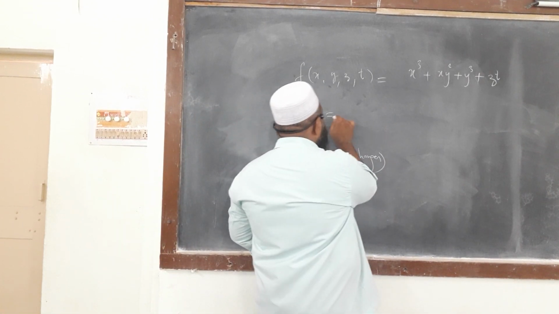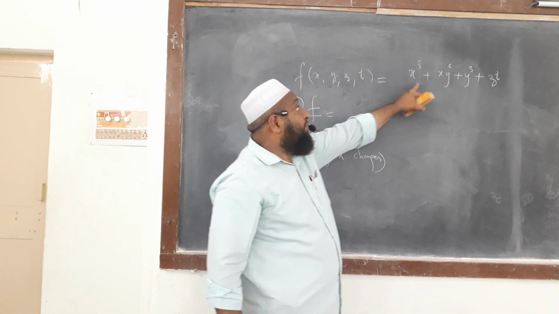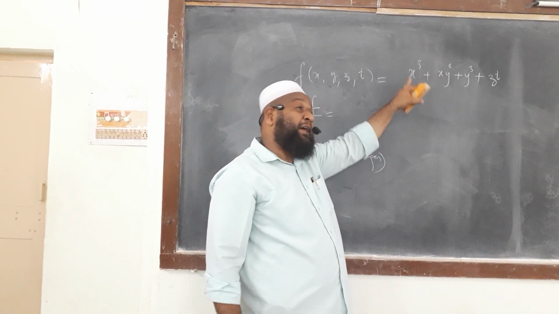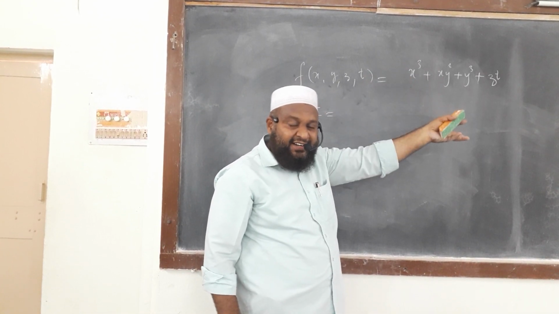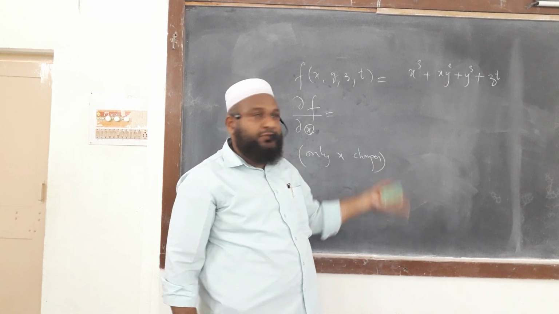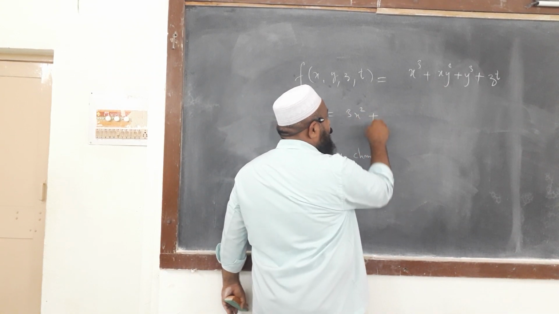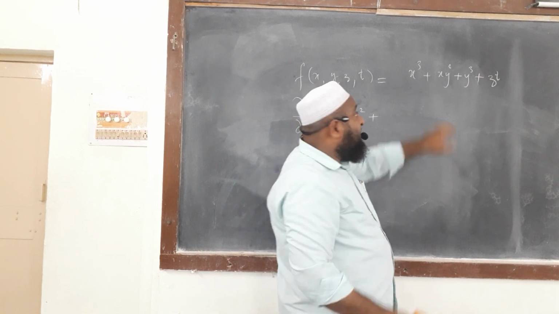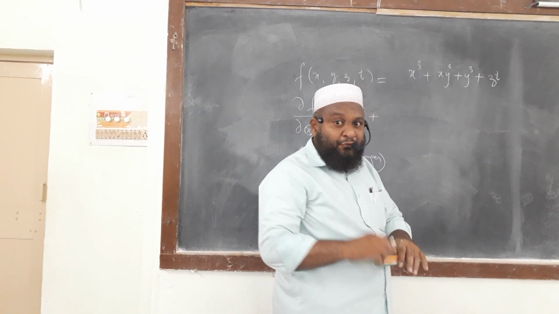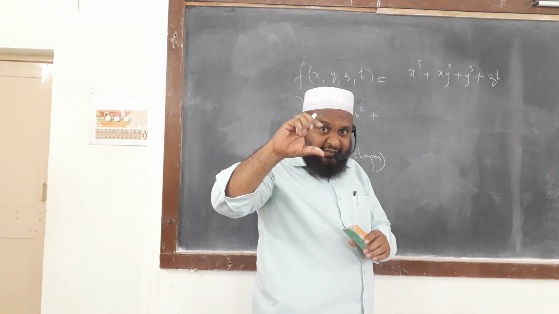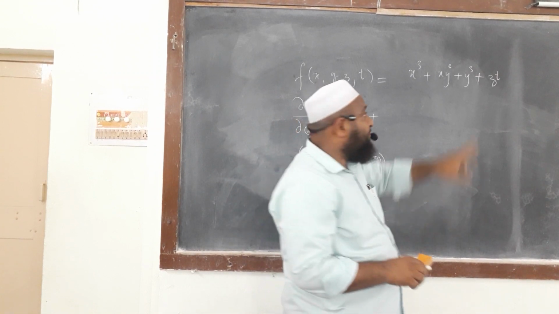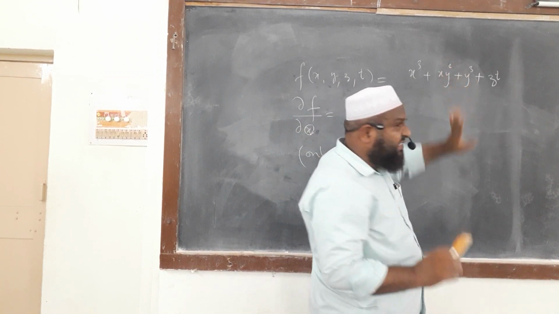So, what will be dou f by dou x now? It's a pure function of x. The partial derivative or the ordinary derivative, that is one and the same. So, the derivative for x cube is 3x square plus. Now, it is xy square. Y square purely is a constant because y is treated constant. So, y square is like just a number.